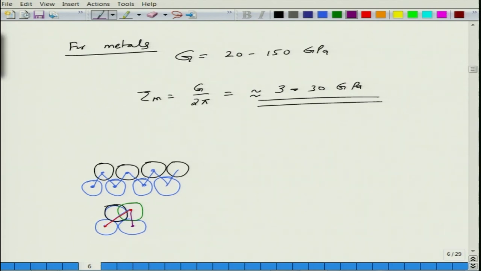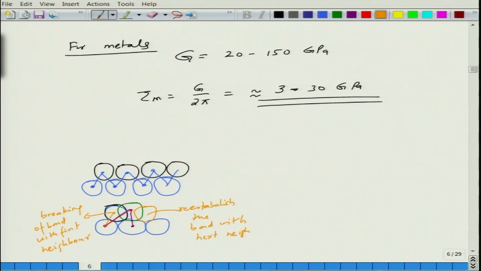So what you need to do is that you need to break the first bond, then you go to the next position, okay, and then when it goes to the next position, it sits here. So it breaks the bond with the first atom. So first is the breaking of bond with first neighbor, and then it re-establishes the bond with next neighbor. Okay, and in this process, the bond which was there in between, first it was like this, then it becomes like this, and then again it goes like this. So there is a huge stretching of bonds as well as breaking of old bond and creation of new bond.